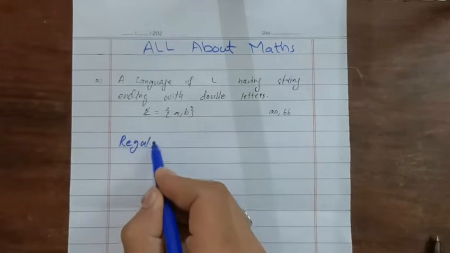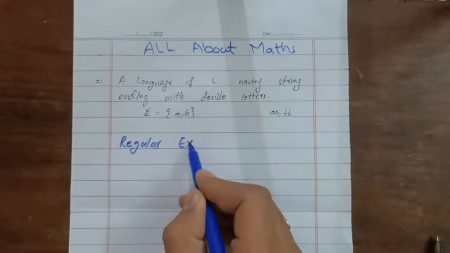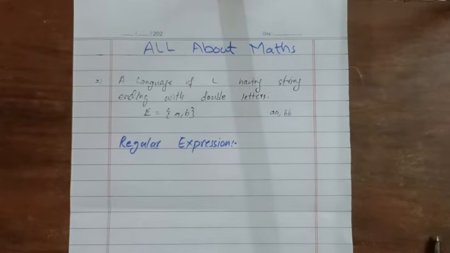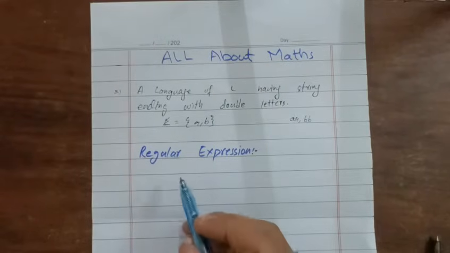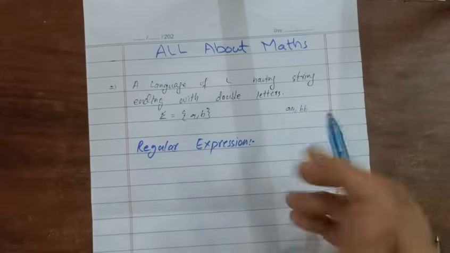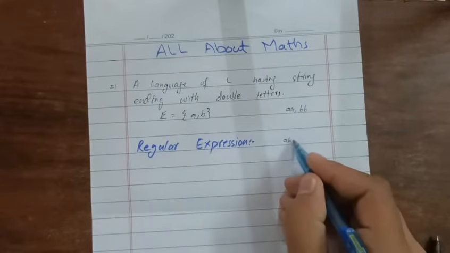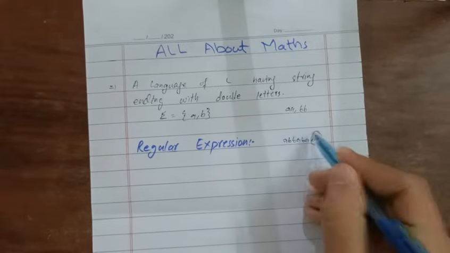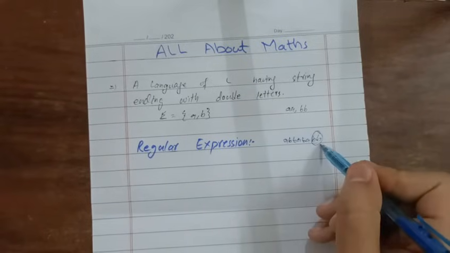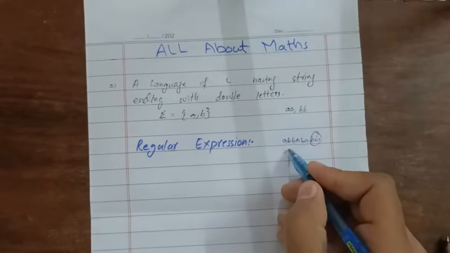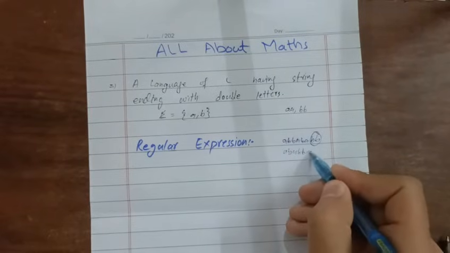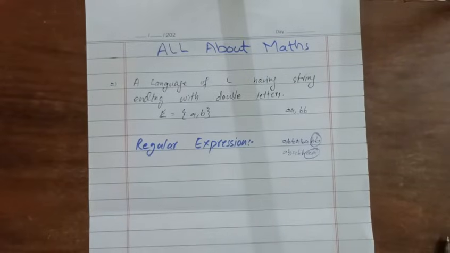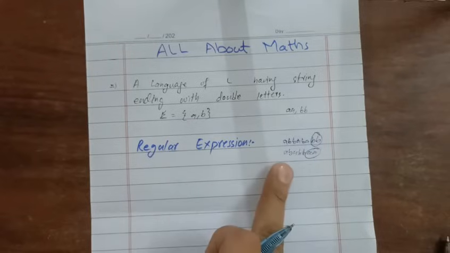First of all, we are going to find the regular expression for this one. So in the start, let me write an example over here: A B B A B B B. So this is a language ending with double A, or A B B double A. This is a language ending with double A. So we have to draw such an expression which obeys these rules.